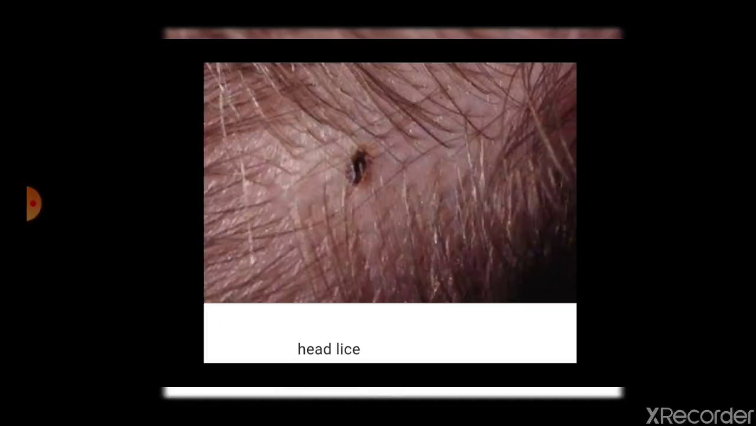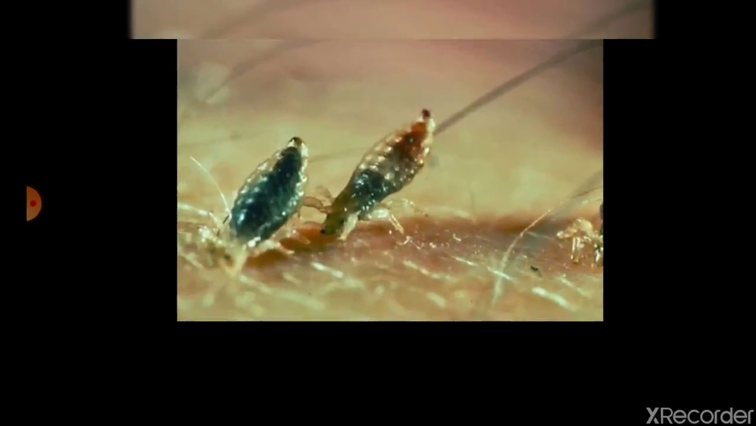In human beings, head lice are a common parasite. Lice are found on the human scalp from where they suck blood. They cause excessive itching and sores on the scalp.